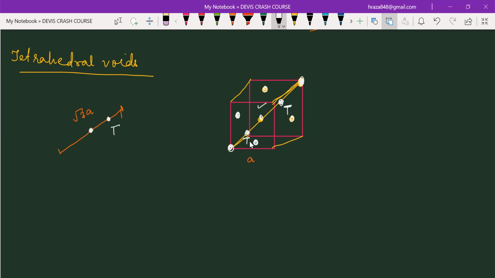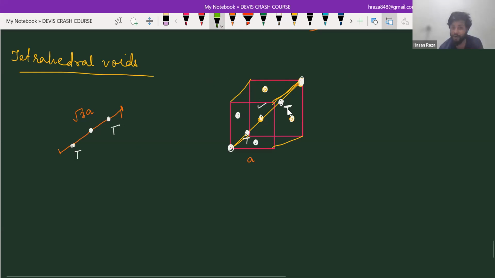There is another tetrahedral void. Now this tetrahedral void is basically equidistant from this corner atom and from this body center atom. So this tetrahedral void is equidistant from the body center and the corner atom. So if the distance between these two, you can divide it into four.